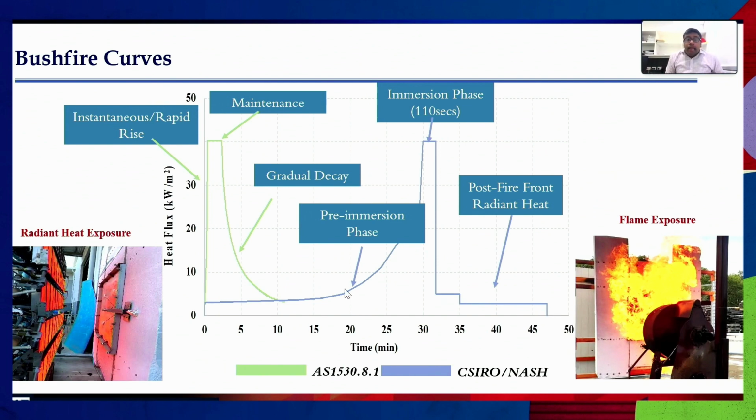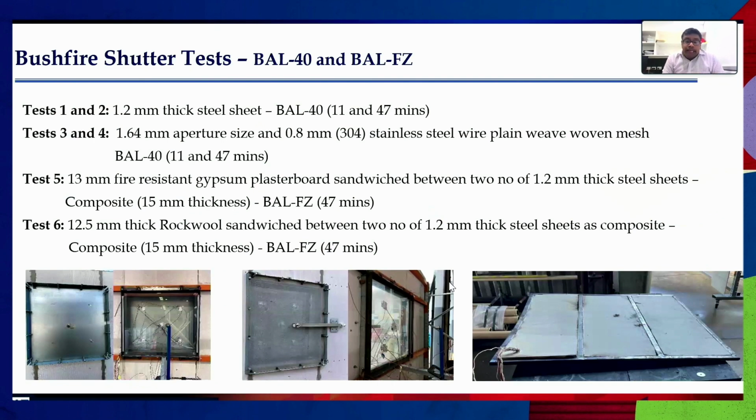Right. Now, what are the configurations or the testing arrangement that we had? So for test 1 and 2, that is the first BAL 40 exposure curve, we used 11 minutes and 47 minutes. Two fire curves were there for BAL 40 without that flame zone exposure. We just had a 1.2 millimeter thick steel sheet in front of the glass panel. The glass panel was a toughened glass. We had the 1.2 millimeter sheet at a distance of 130 millimeters, which is worked out based on the normal brick wall configuration.